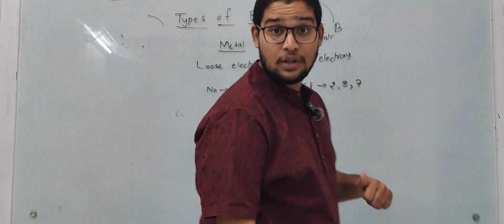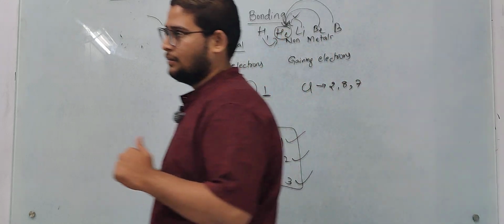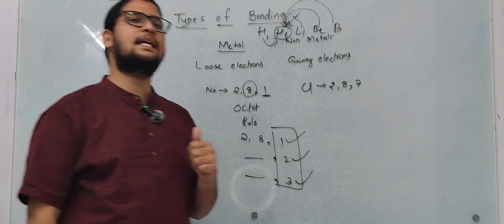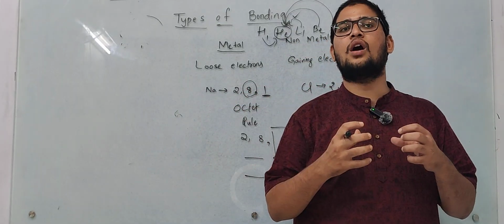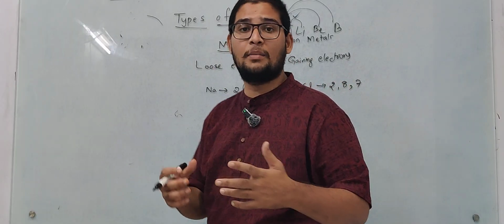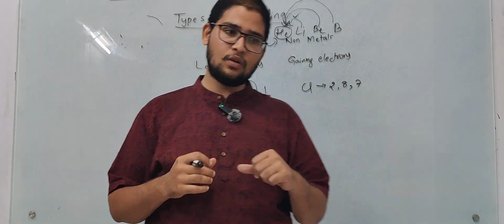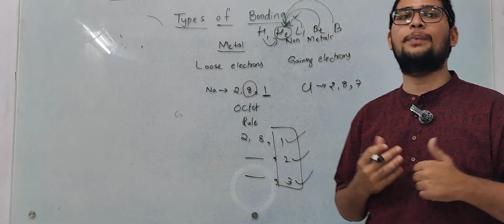Yes, the next concept, the main thing. What is a bond? What is a bond? A bond is basically what keeps two atoms together: a metal and a non-metal, or a non-metal and a non-metal. Friendship is one type of bond, which keeps two people together.